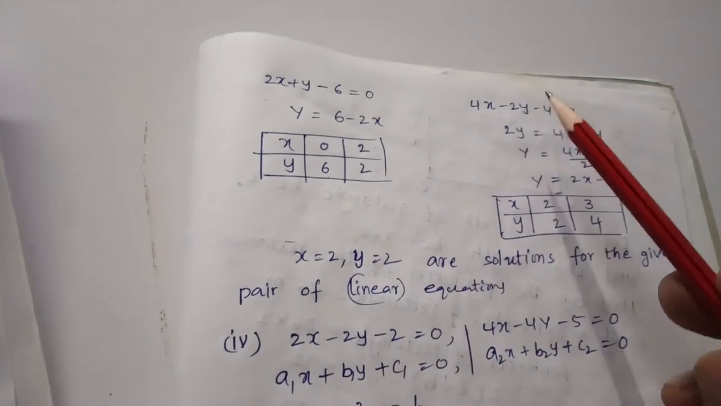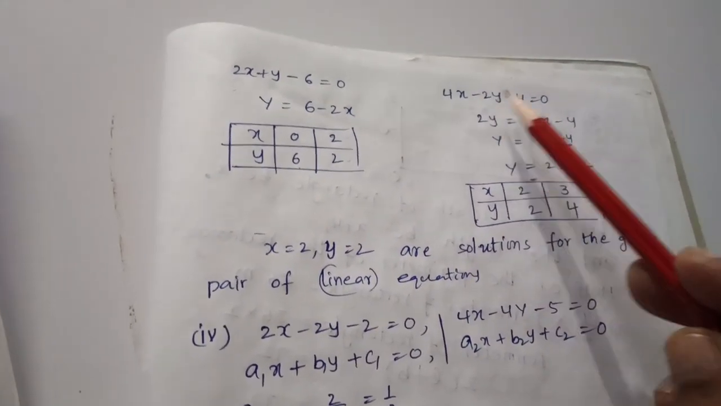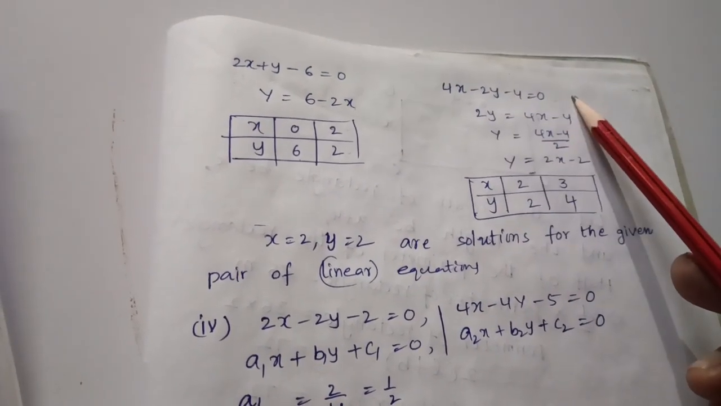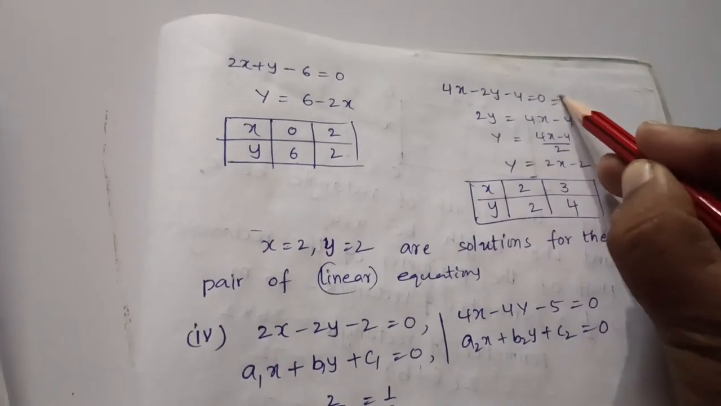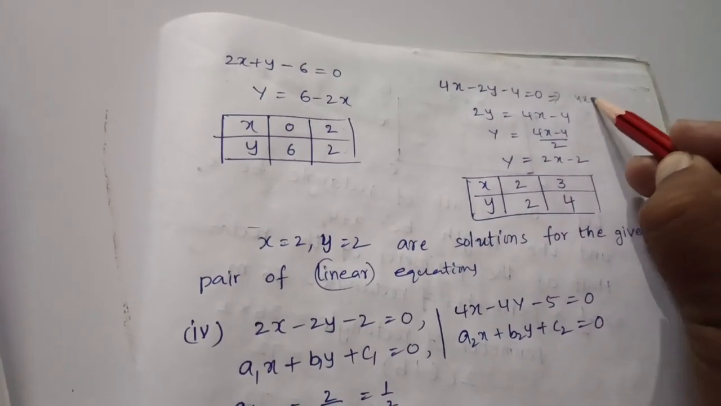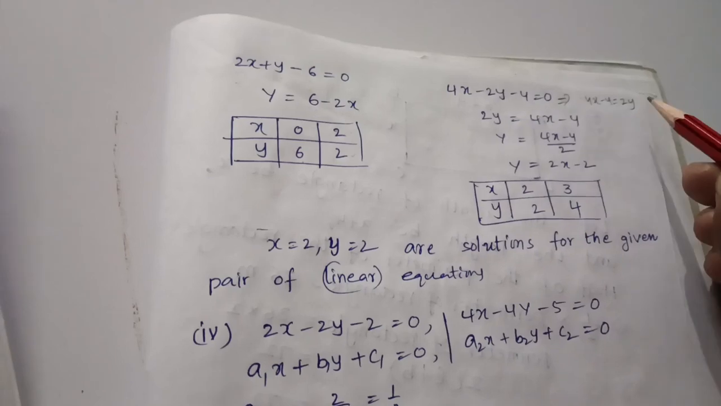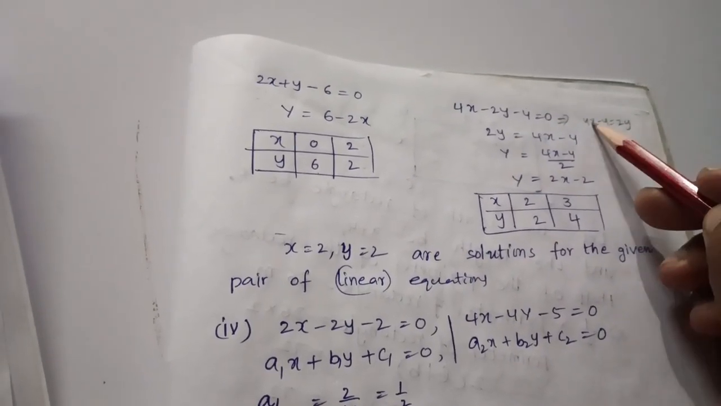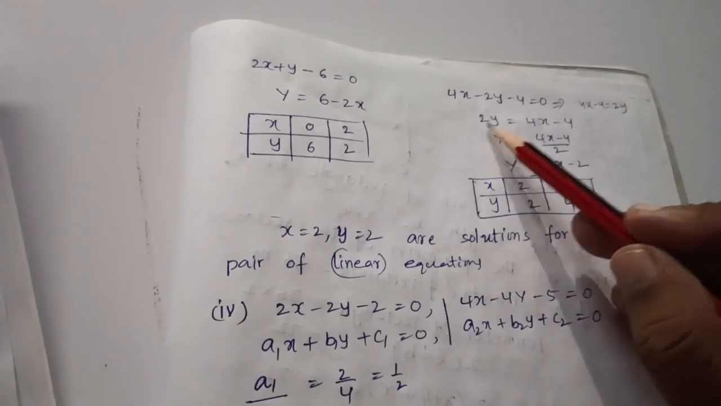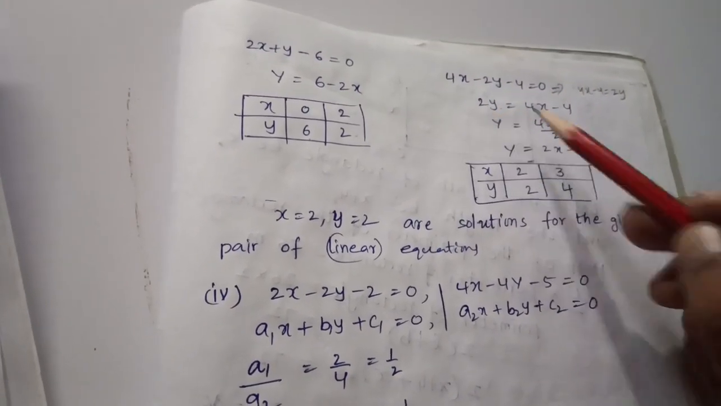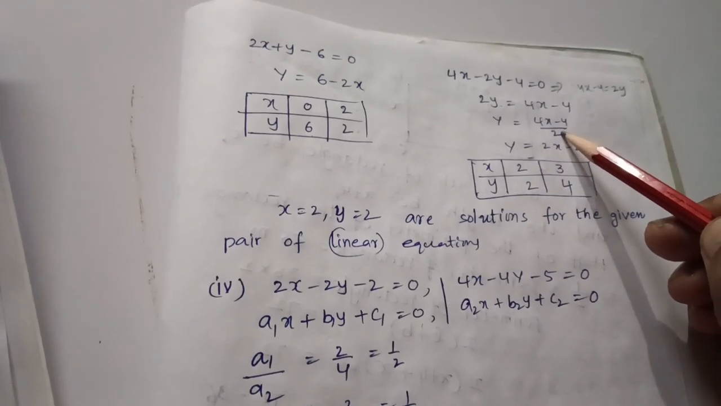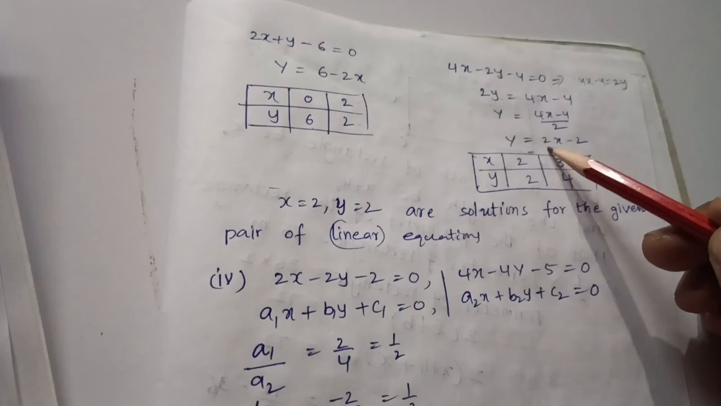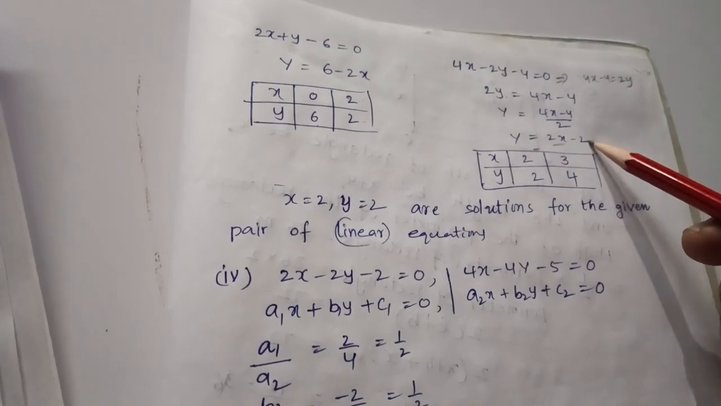Next, the second equation: 4x minus 2y minus 4 equals 0. Minus 2y transposing to RHS becomes plus 2y. That means 4x minus 4 equals 2y. This can also be written as 2y equals 4x minus 4, LHS equal to RHS, RHS equal to LHS. Now 2 is multiplying y, so transposing 2 to RHS, divide: y equals 4x minus 4 by 2. That means 4x by 2 is 2x, and 4 by 2 is 2.